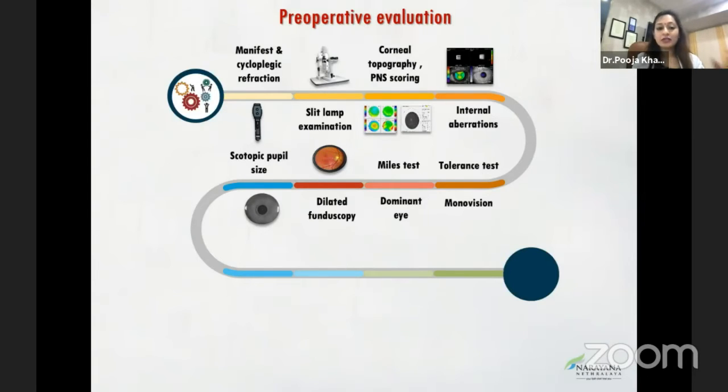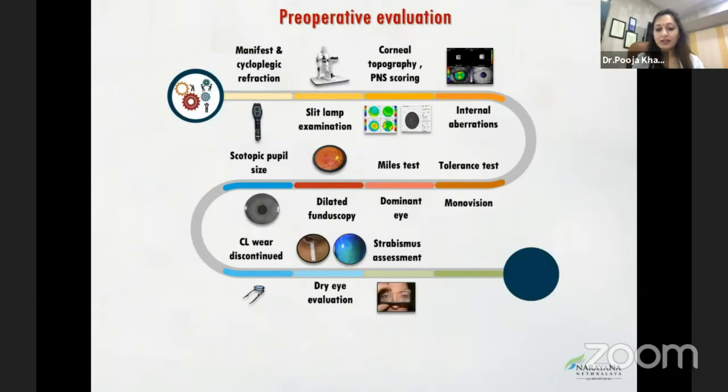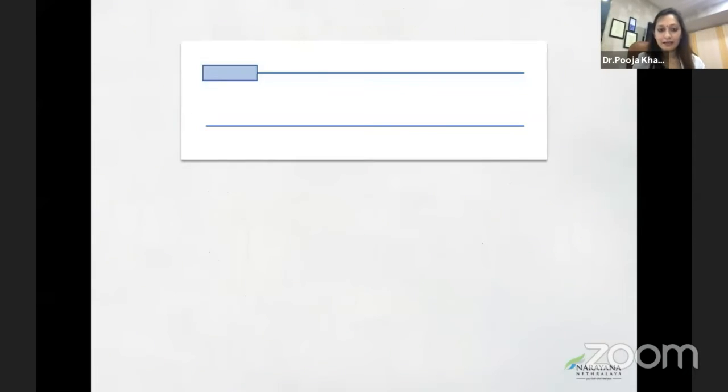It is also a must to see the pupil size, the scotopic and the mesopic pupil size, because based on that you can decide the optical and the ablation zone for the patient. If the patient is a chronic contact lens user, you need to discontinue it for at least a week to two, based on the type of contact lenses they wear. Do a dry eye evaluation for all your patients. If you find any issues with squint, do a strabismus assessment, and the ability to tolerate anisometropia should also be checked wherever necessary.